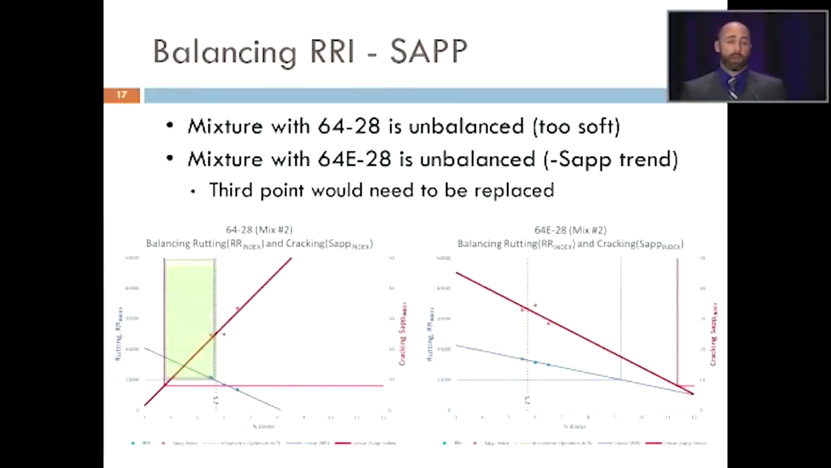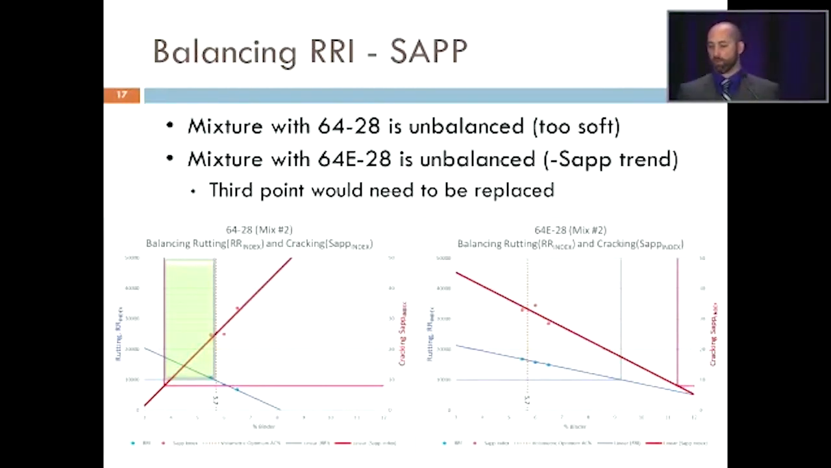Now, just real quick on those more complicated tests, the Hamburg wheel tracker and the AMPT cyclic fatigue. You see that with the 6428, it shows that the volumetric design was unbalanced. The design is too soft. We need to decrease the asphalt content. We need less of it for it to perform. That's not the case that we saw in the field. It was actually a good design, remember? So that didn't really make sense.